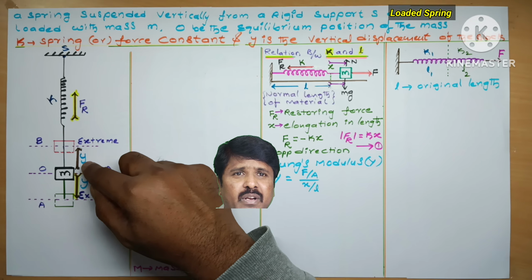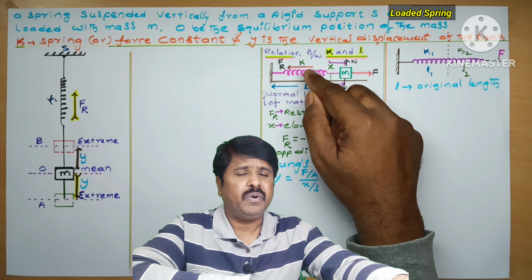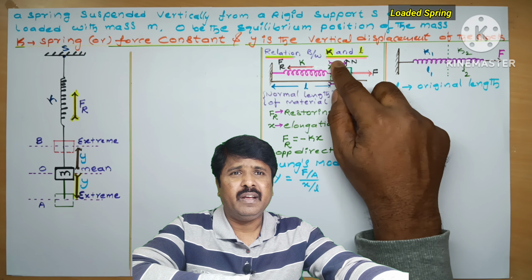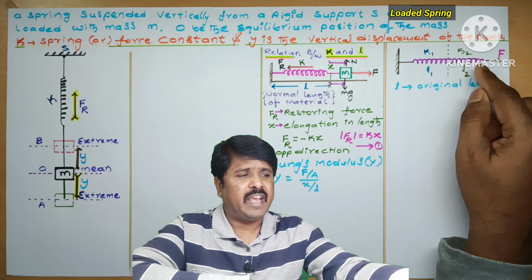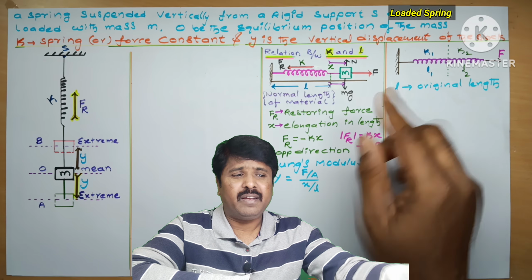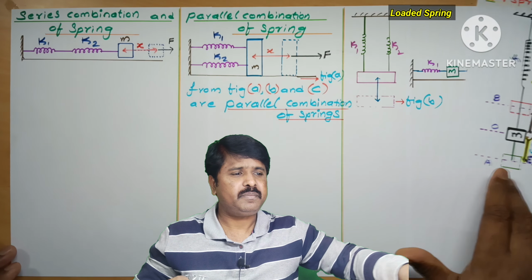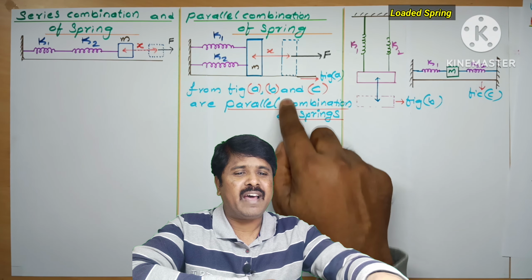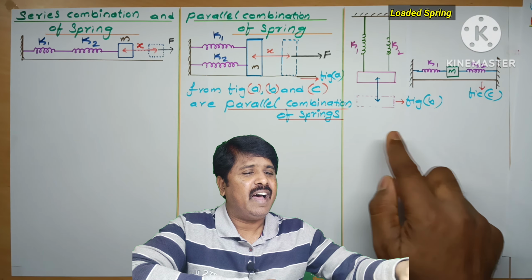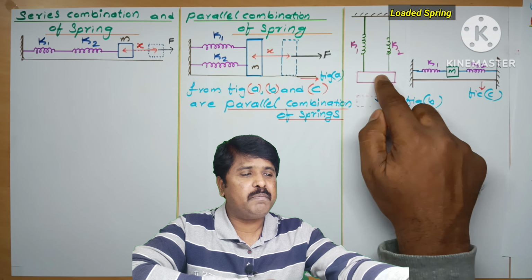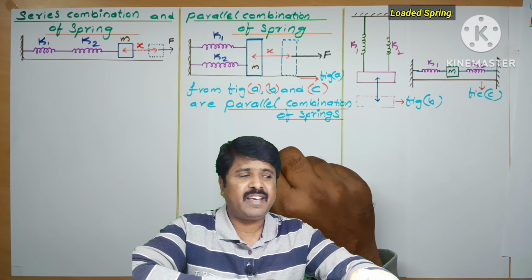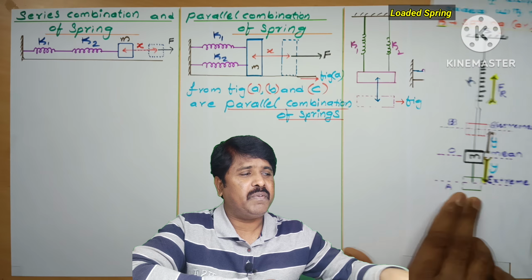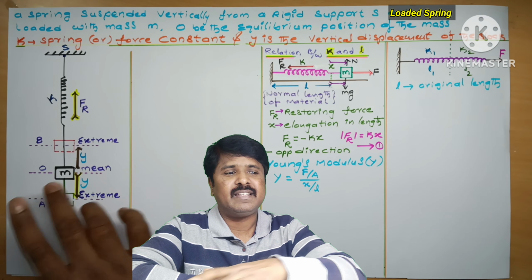Spring concept, loaded spring, in which the first one is the relation between K and L, and the second one is cutting off spring. Next, see the series combination of springs and the parallel combination of springs, and for the parallel combination A, B, C, three diagrams are there. After that we will have the numericals.